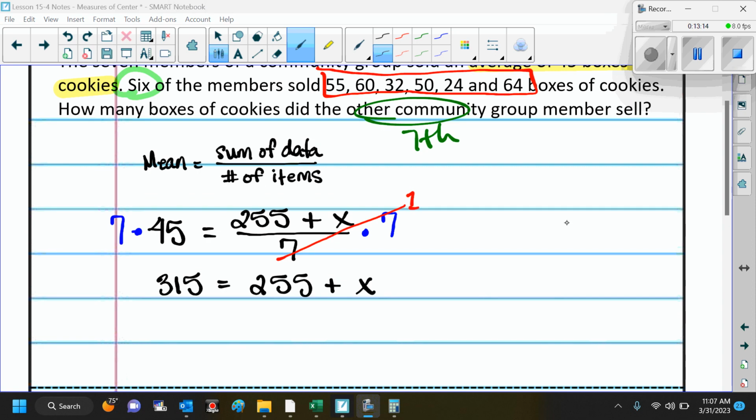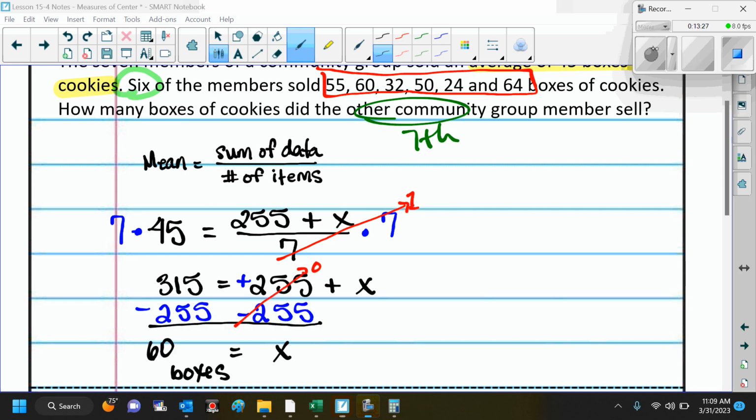So using our inverse operations, we multiply by 7 on both sides, and we get 315 is equal to 255 plus X. So now, because this 255 is positive, we're going to subtract 255 on both sides, and X is equal to 60 boxes. So the 7th community member sold 60 boxes of cookies.